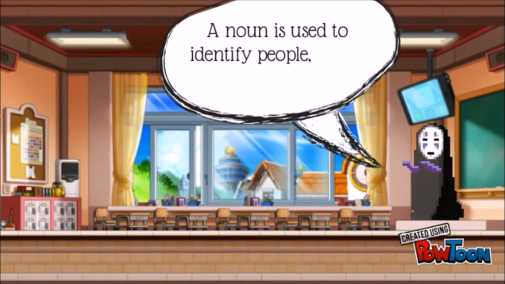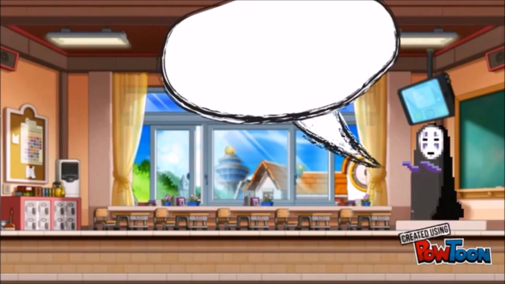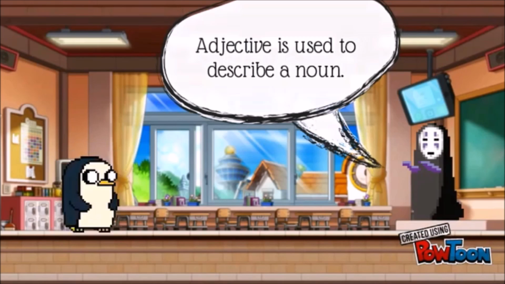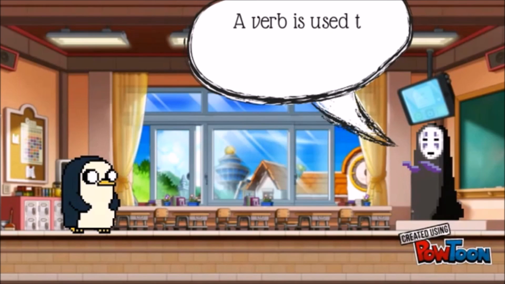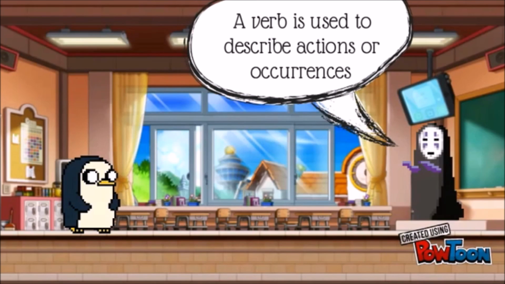A noun is used to identify people, places, or things. Adjective is used to describe a noun. What about verb? A verb is used to describe actions or occurrences.